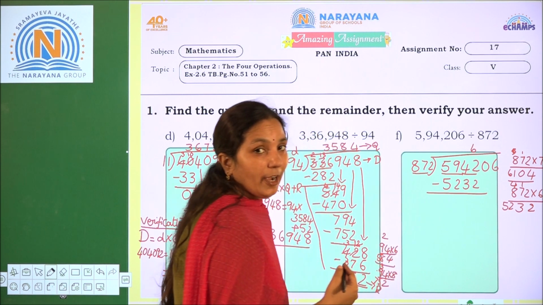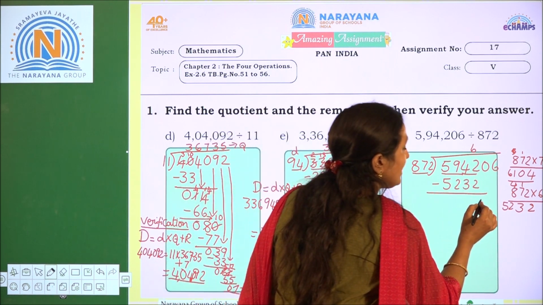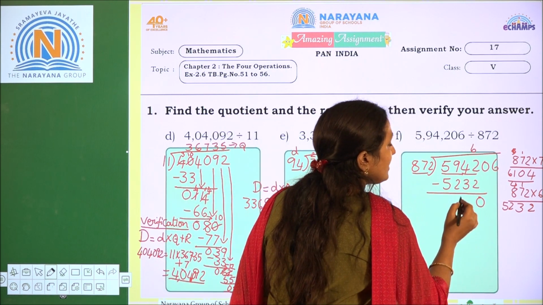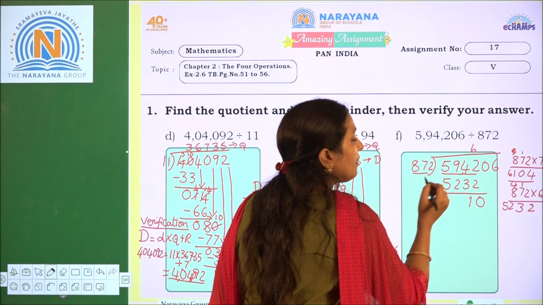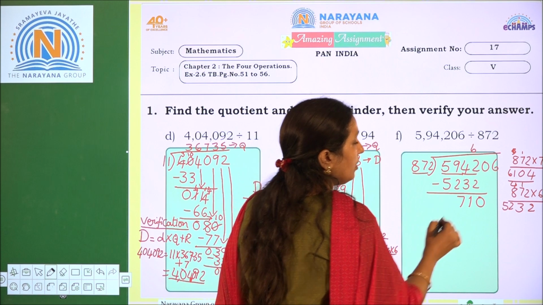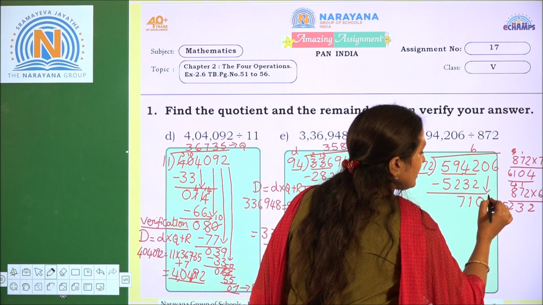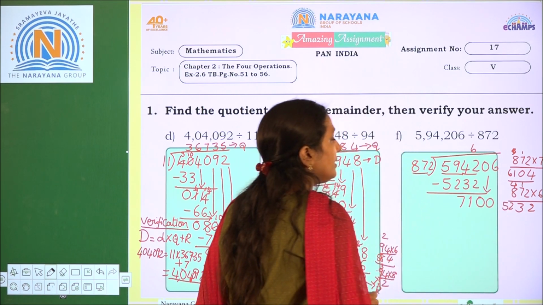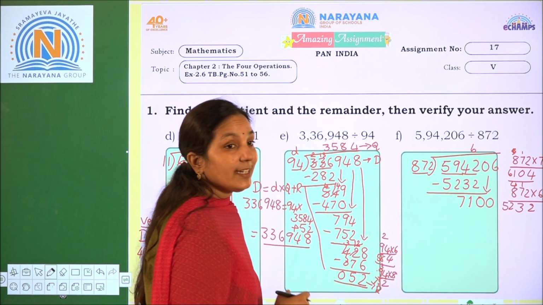What is the next step? We have to subtract. 2 minus 2 is 0. 4 minus 3 is 1. 9 minus 2 is 7. 5 minus 5 is 0. Bring down the next digit, which means we get 7100.